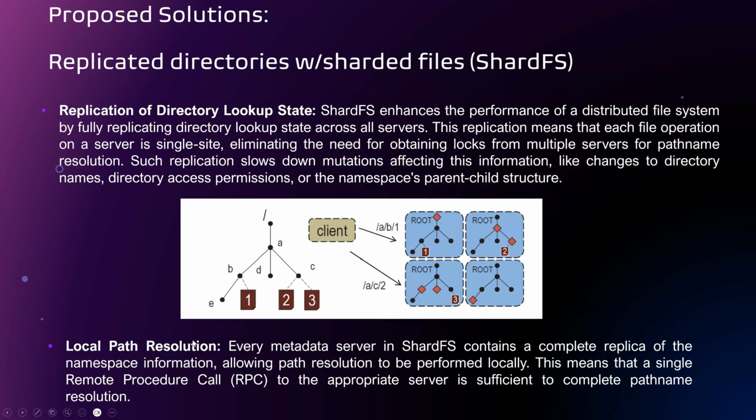Local path resolution. Every metadata server in ShardFS contains a complete replica of the namespace information, allowing path resolution to be performed locally. So if there is any local change, it will be completed easily. This means a single remote procedure call to the appropriate server is sufficient to complete path name resolution. Any single RPC is enough. Whenever you resolve a path, you can go directly to this server and get the path name. So this is very easy.